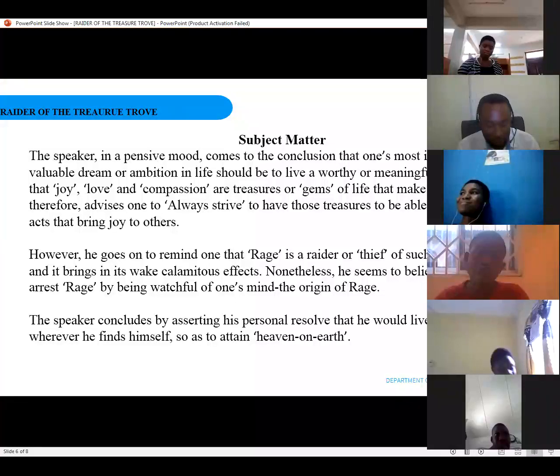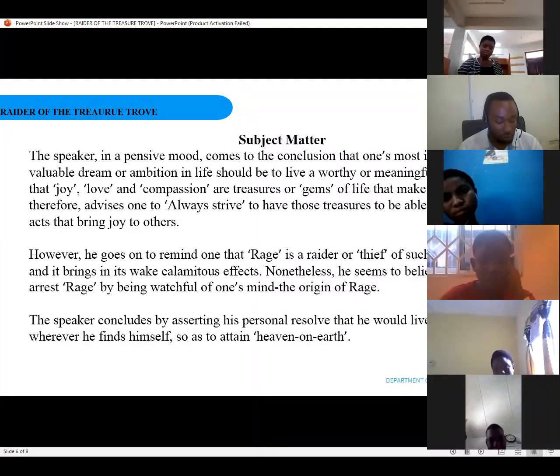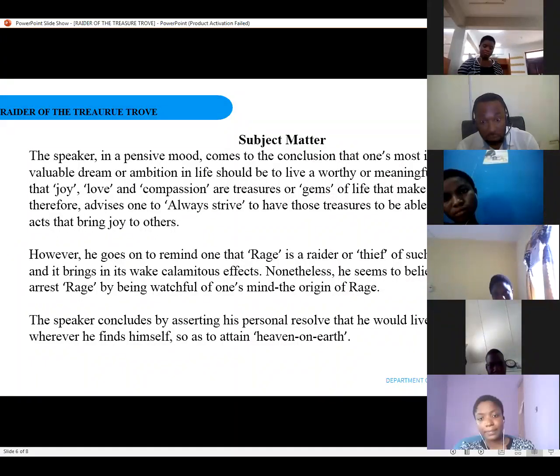So, raider of the treasure trove: a raider raids us of the valuable things that we have in store, something that steals. And what is that thing? It is rage. Rage steals the valuable things like love, joy and compassion out of our lives. And once rage steals those things out of our life, it reduces us to nothing. Now, I'll share a story as we go on.